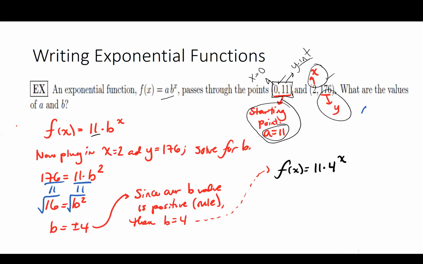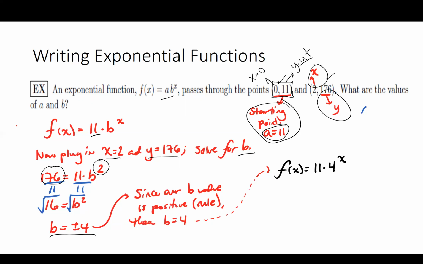And now I need to solve for B. So I've got that x is equal to 2 and y is equal to 176. I got this from my other coordinate pair. And now I'm going to solve for B. So I plug in these values. This is my y. Here's my x. And I end up solving for B. Now, I get that B is plus or minus 4.